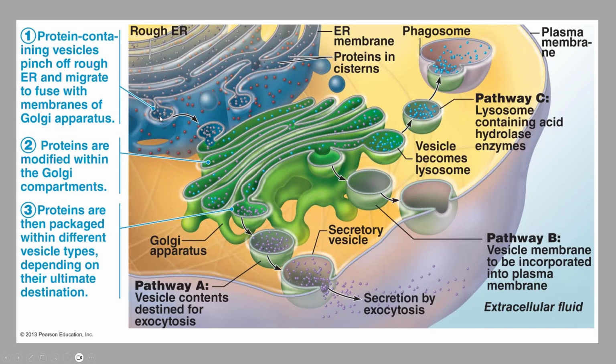A piece of the rough ER breaks off and travels to the Golgi and merges with it. The Golgi modifies that protein. It is made of a phospholipid bilayer. A piece of the Golgi breaks off and either becomes a vesicle of some sort, a lysosome or a peroxisome, or a vesicle that maybe travels to the edge of the cell to dump something out of the cell. Well, when it does that, that vesicle merges with the plasma membrane.